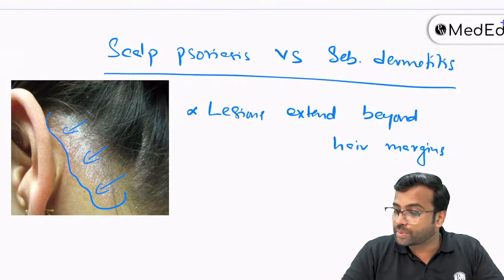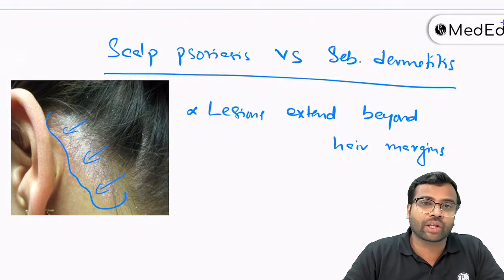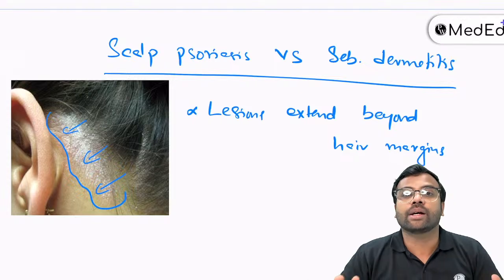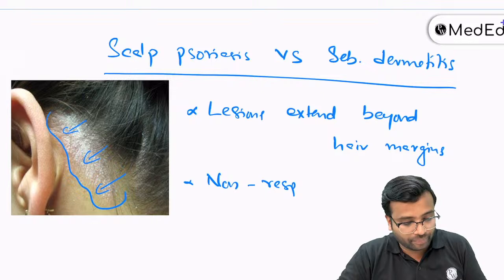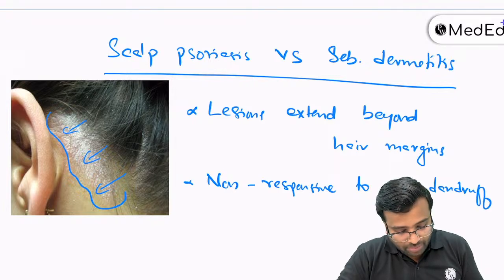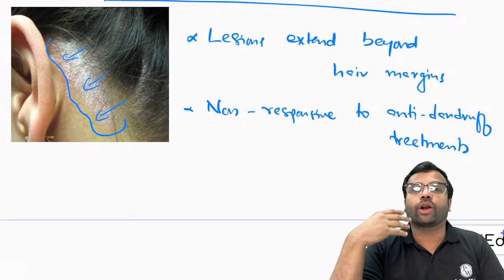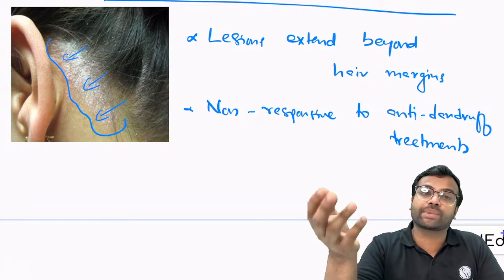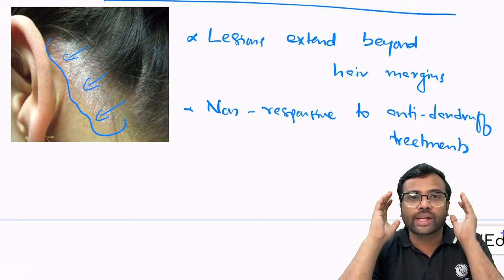The second option, for which I already have the answer in the chat box, is that after treatment with ketoconazole shampoo, dandruff fades. So this is what you have written in the chat box. Absolutely right, because this would be something which is non-responsive to anti-dandruff treatments. Let us say that the patient has taken ketoconazole for a longer period of time. The patient has taken selenium sulfide for a long period of time. But the patient says that there is absolutely no improvement when using antifungal agents.